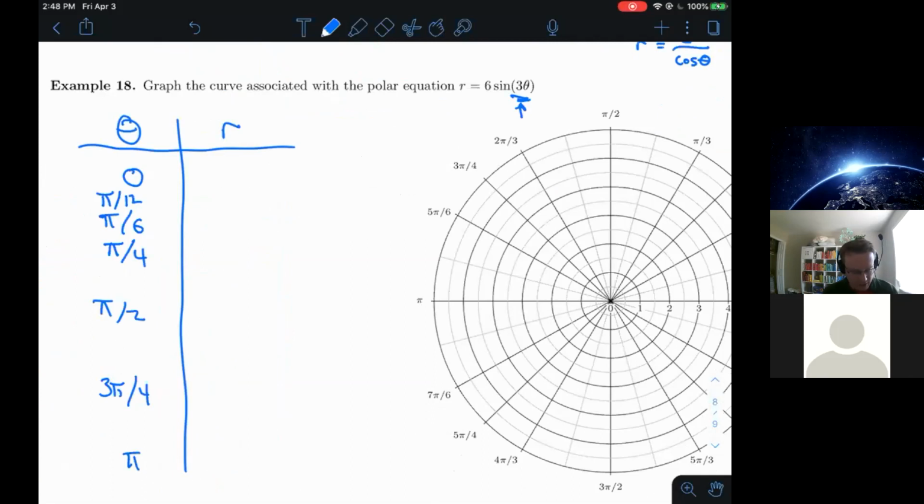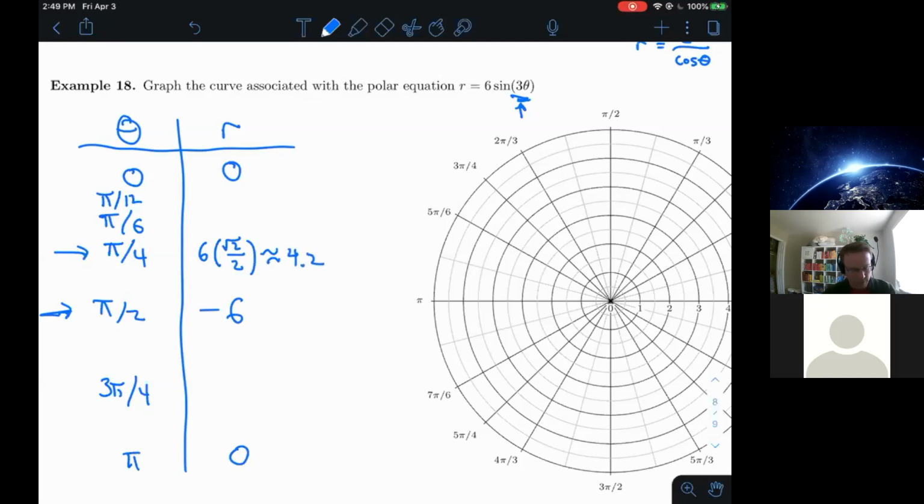So if I plug in 0 into sine, I get 0. Or if I plug in pi into sine, I get 0. If I plug in pi over 2, when you multiply that by 3, you're going to get 3 pi over 2. So this is actually going to be -1 times the 6, which will be -6 here. When you plug in pi over 4, again, you multiply that theta value by 3, you're going to get 3 pi over 4. And the sine value at 3 pi over 4 is going to be √2 over 2. So you're going to have 6 √2 over 2. Things are going to cancel a little bit. You're going to have 3 times 1.4, so this is going to be approximately equal to 4.2.